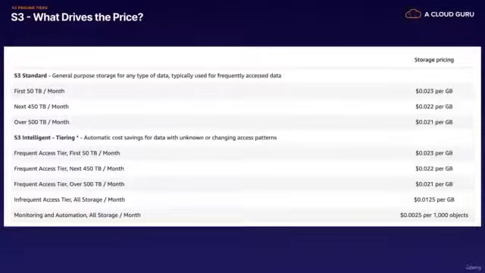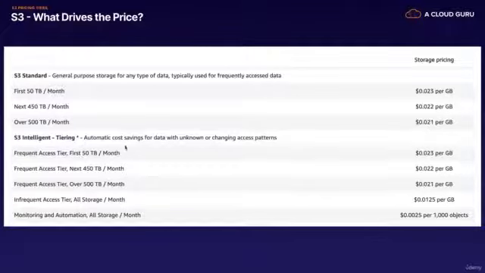Now let's have a look at the different costs. This is the cost out of Northern Virginia. It will change around the world, but it gives you a good overall idea. So S3 Standard: for our first 50 terabytes, we're paying a storage price of 2.3 cents per gig. As we go over 50 terabytes and up to 450 terabytes, we're paying 2.2 cents. We're then going down to 2.1 cents for over 500 terabytes.